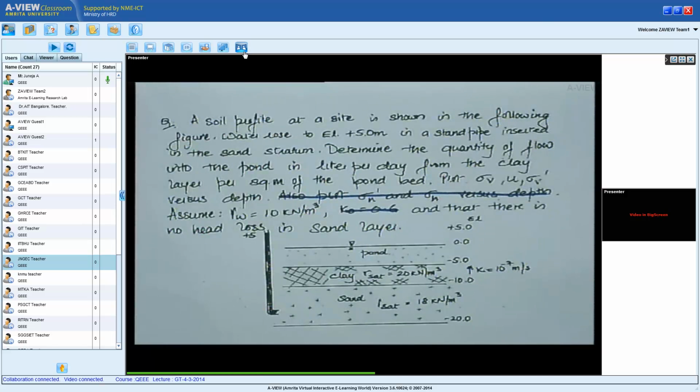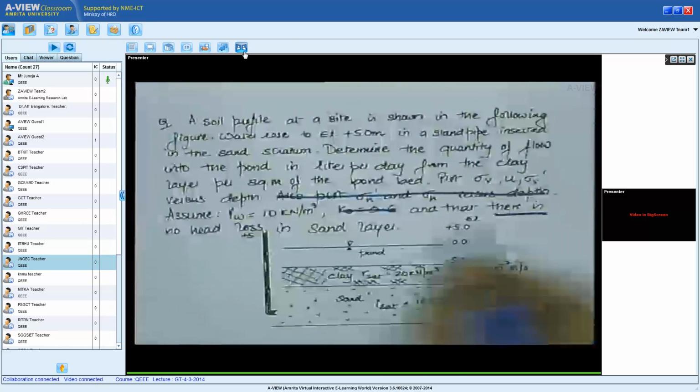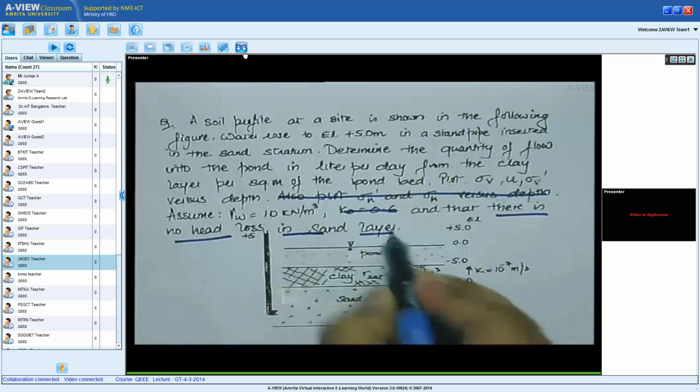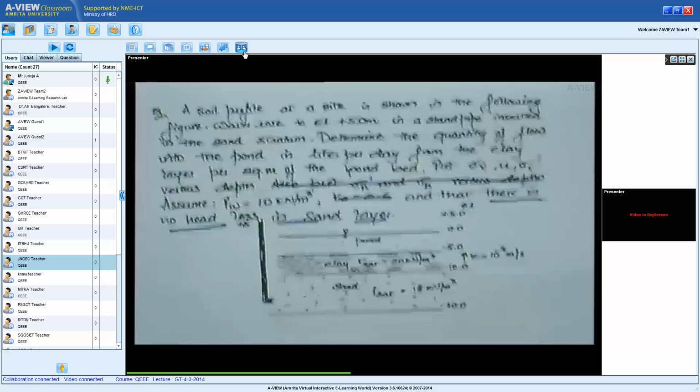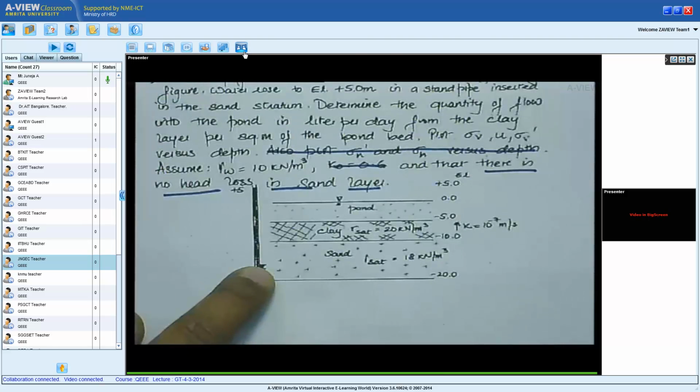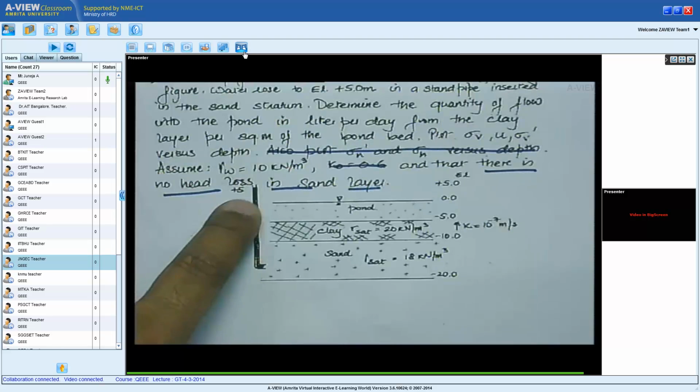Okay, but at the last part of this question there is a good point. It says there is no head loss in the sand layer. Okay, that's interesting. What it means is this standpipe, if I would have inserted at the bottom of the sand layer, middle, here, there, right up to the top of the sand layer, the water in the standpipe would ultimately rise up to the same level.